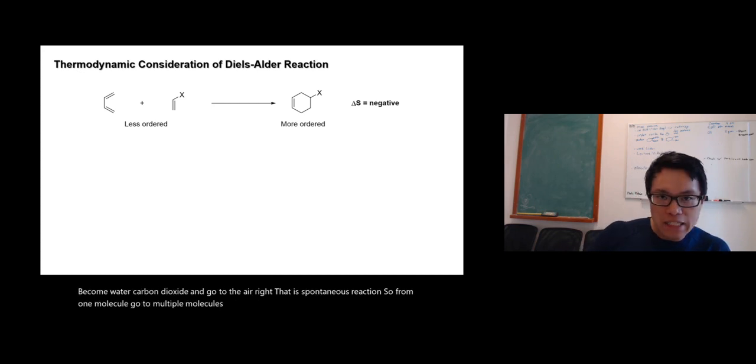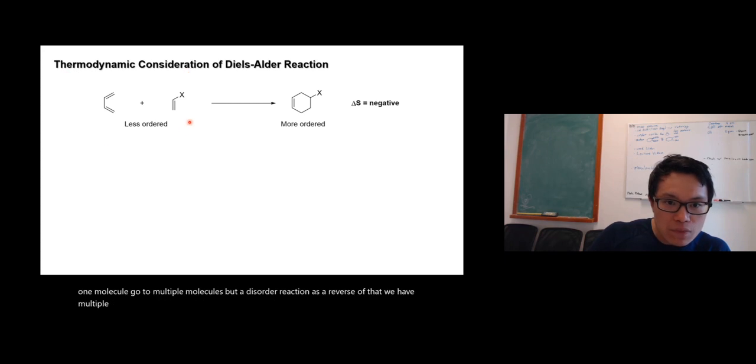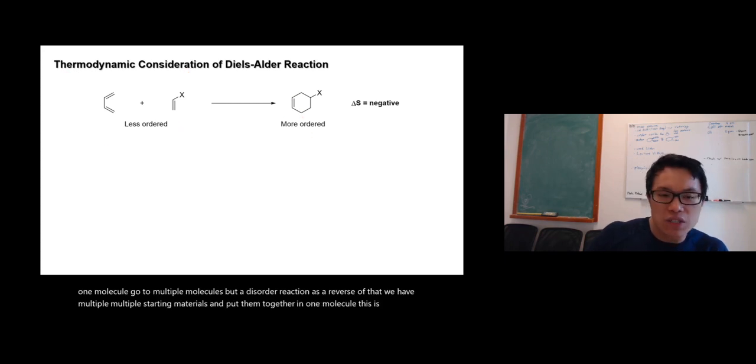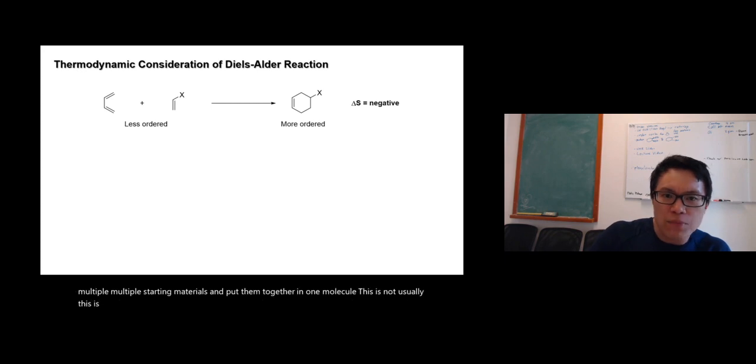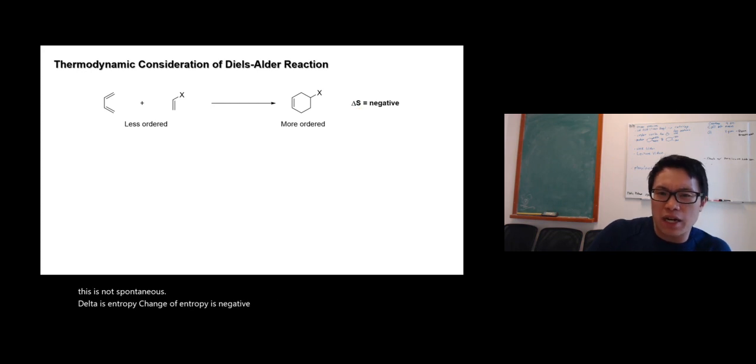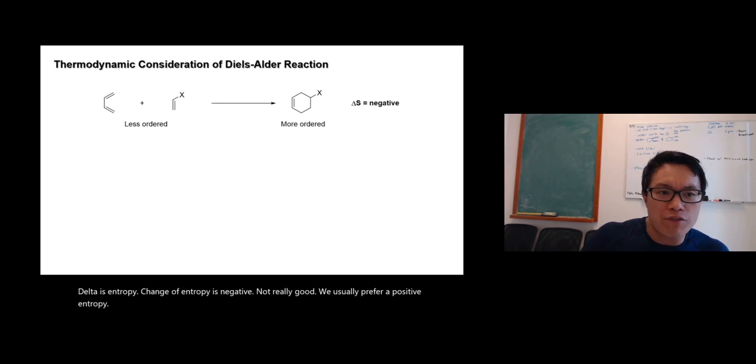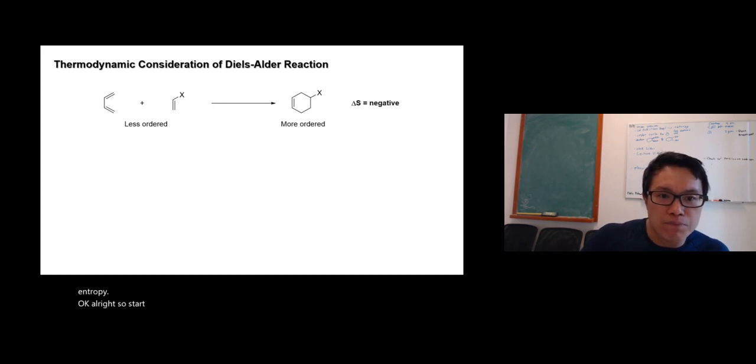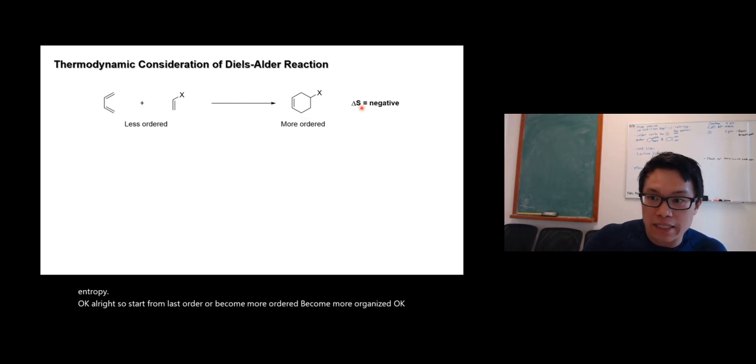But a Diels-Alder reaction is the reverse of that. We have multiple starting materials and put them together into one molecule. Usually this is not spontaneous. The change of entropy, delta S, is negative. Not really good. We usually prefer positive entropy. So we start from less order and become more ordered, more organized. So the entropy term is negative.